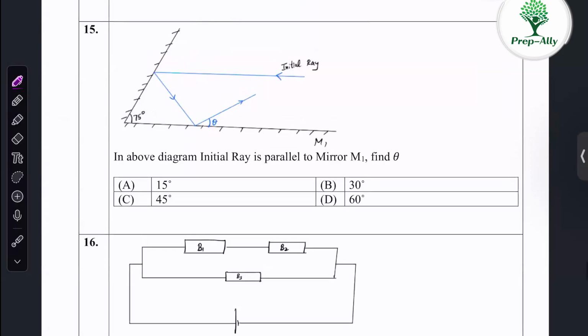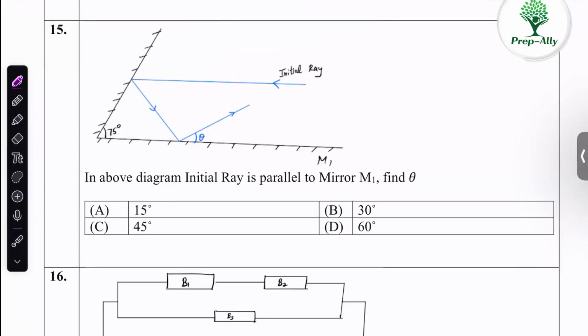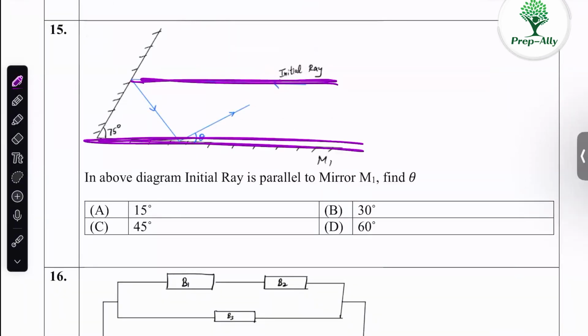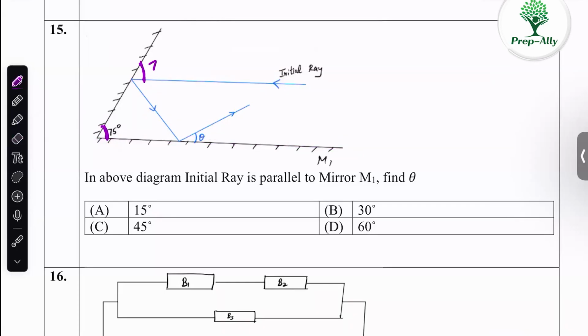So in this question, they are saying initial ray is parallel to mirror M1. So it means this and this are parallel to each other. So it means these two angles are corresponding angles. This is also 75.